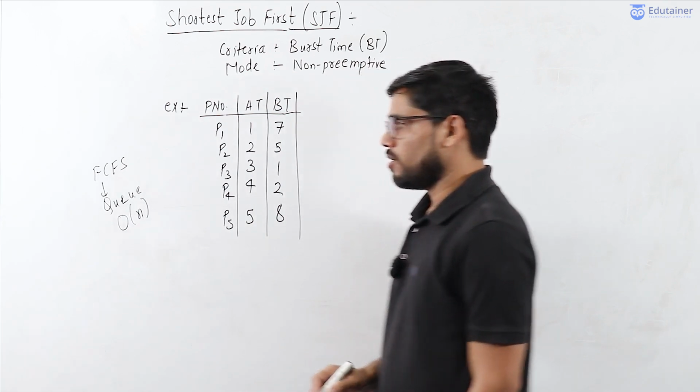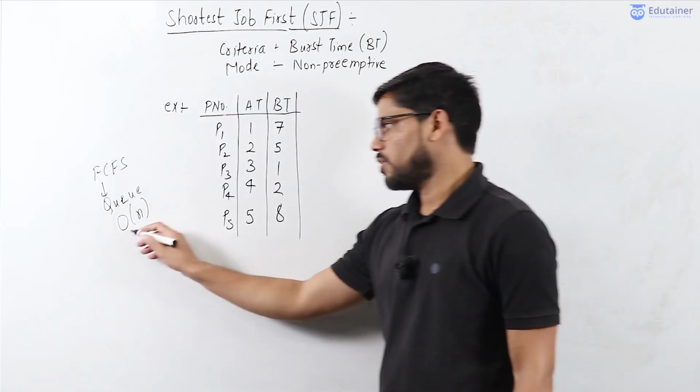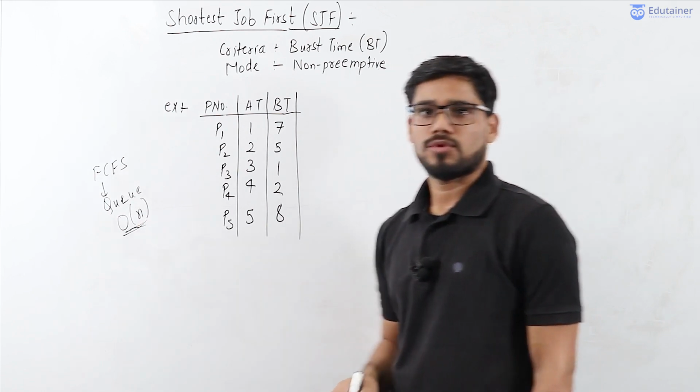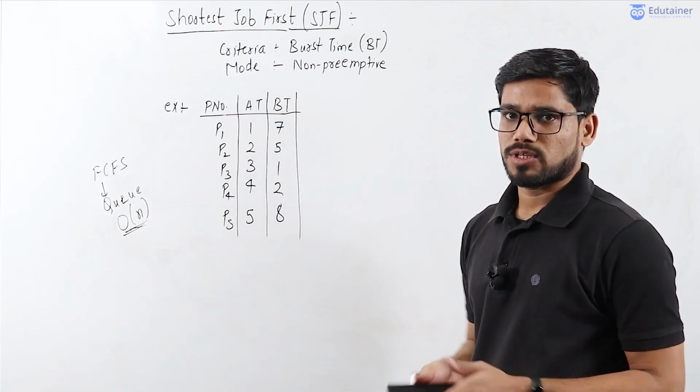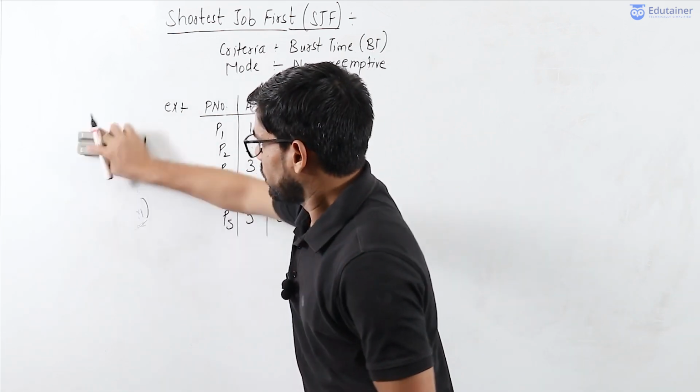Why big O of n? Because we have n number of processes, so definitely it requires big O of n time to complete all the processes. Okay, so this is one more thing.